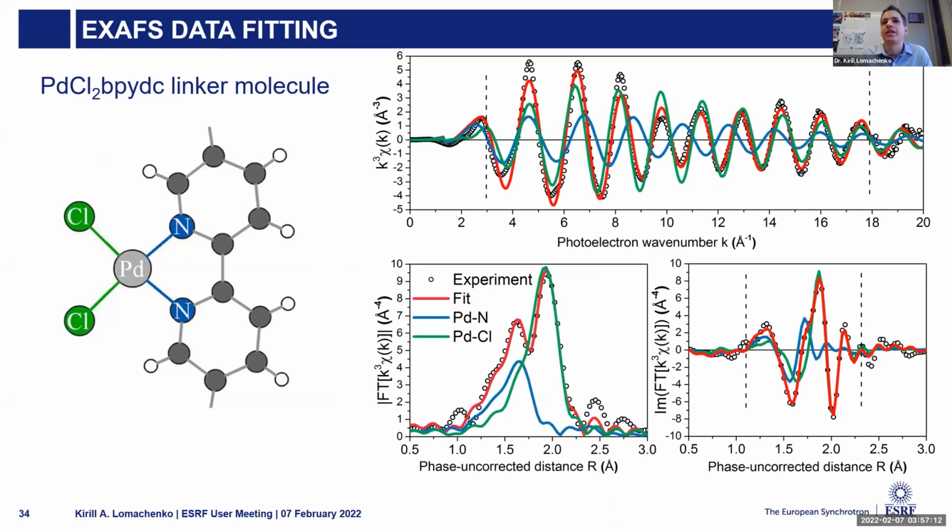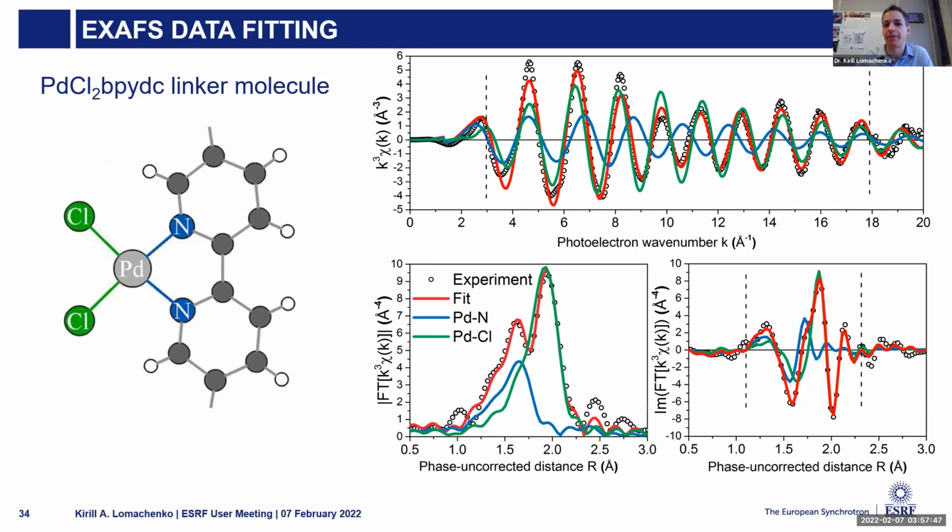When we measure EXAFS data, the data are very nice. You can measure up to very high k, and you can fit this data very nicely with the contribution of two different shells, palladium-nitrogen and palladium-chlorine, with a coordination number of 2 for both of them. And you can get a very nice agreement with the experiment, and you can get the values of the coordination numbers and the bond distances.